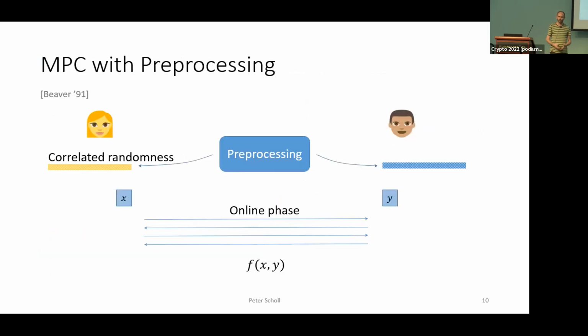So going a bit more into this pre-processing model, the goal of pre-processing in MPC is just to output some correlated randomness to the parties, which can be done ahead of time before they know the inputs, to make the online phase of the computation run faster. And of course, the problem with this model is that generating this large quantity of correlated randomness is often very expensive and requires a large amount of communication amongst the parties.